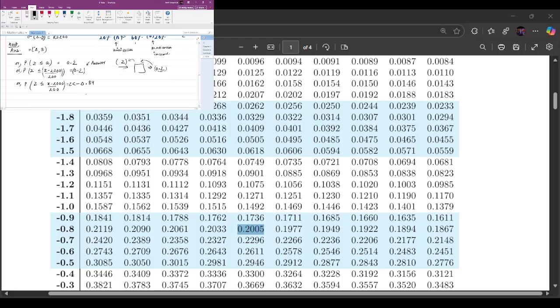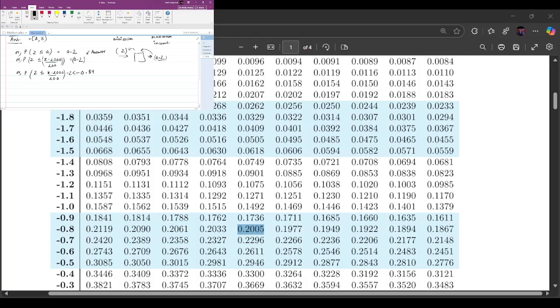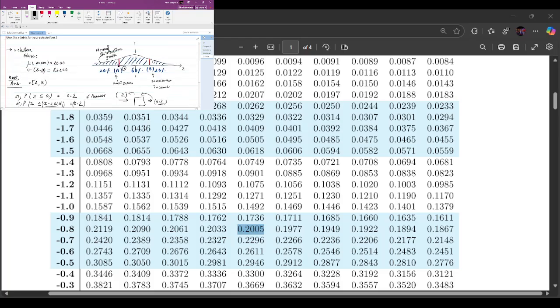Now if you plug in the values, you can equate this part with this part, and write (x minus 2000) by 200 equals minus 0.84. Then x minus 2000 equals minus 0.84 times 200, and you will get the value of x to be 1832 rupees. So this will be the value of point A.